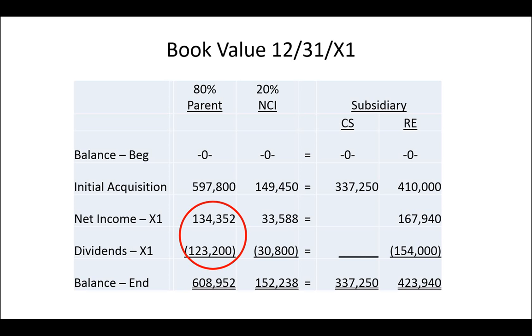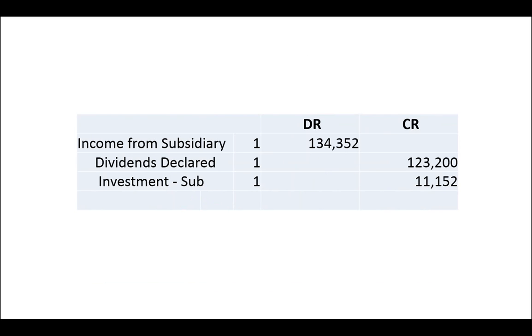Our first EJE is going to be the current year activity between the parent and the sub. We're going to get that from our book value schedule. We just computed that. It's going to be 134 for net income and 123 for dividends. So we'll record our first EJE: income from subsidiary debit, 134,352. Credit dividends and investment in sub for 123,200 and 11,152 respectively.